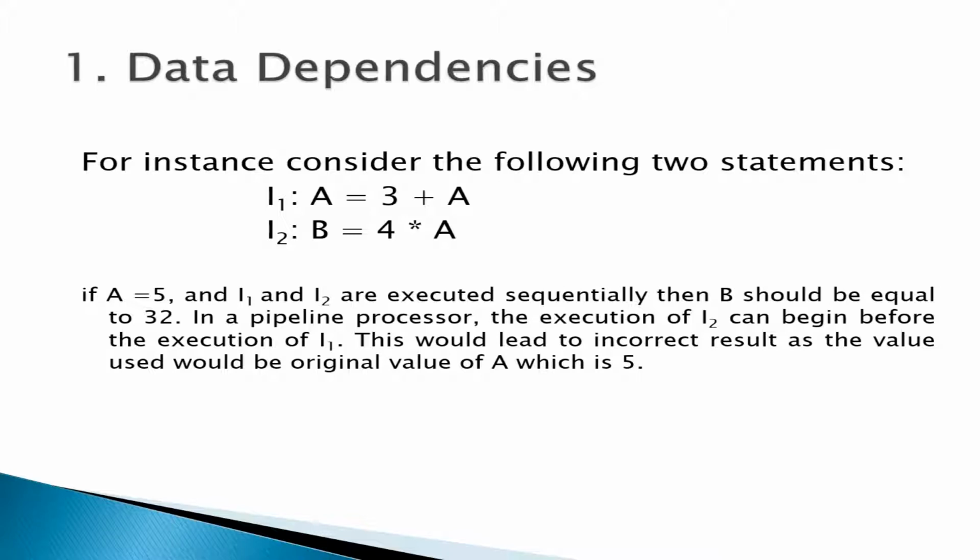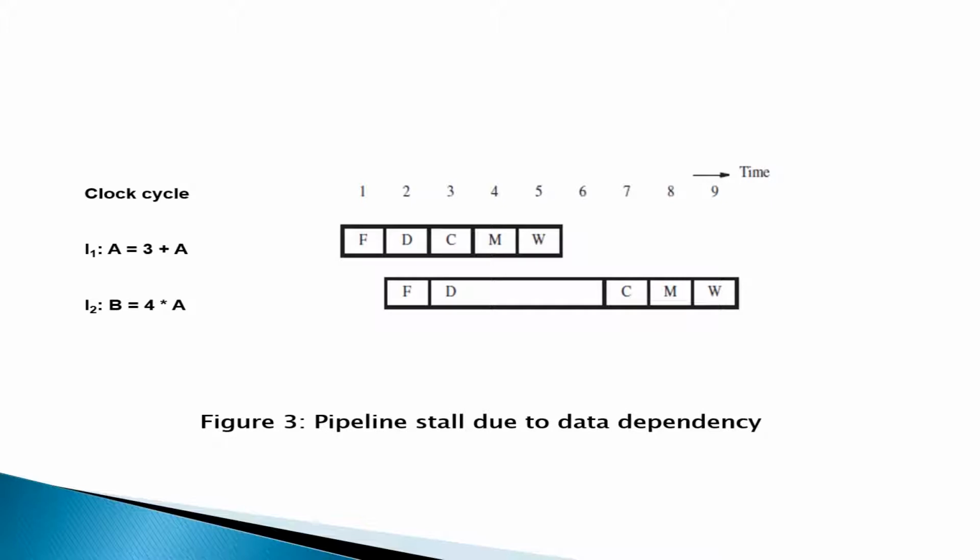In a pipeline processor, the execution of I2 can begin before the execution of I1 completes. This will lead to incorrect results as the value used will be the original value of A, which is 5. Thus, instructions I1 and I2 depend on each other as the value of A used by I2 depends on results generated by instruction I1. So, to get the results of pipeline execution to be the same as with sequential execution, instructions which depend on each other must be executed in the correct order.